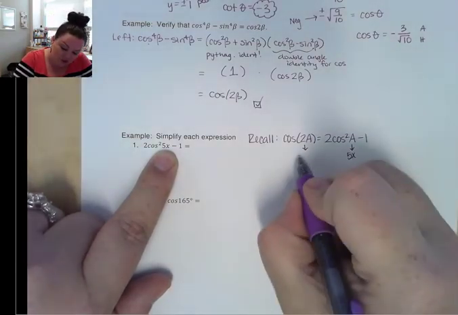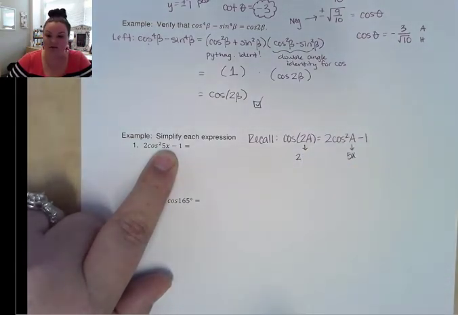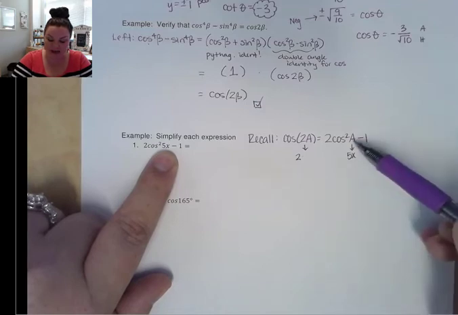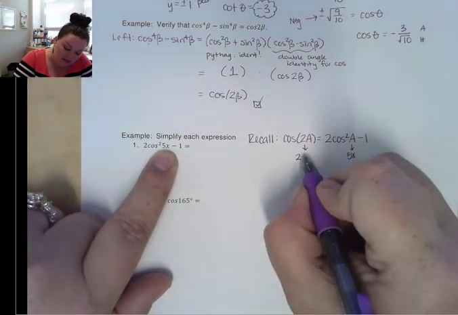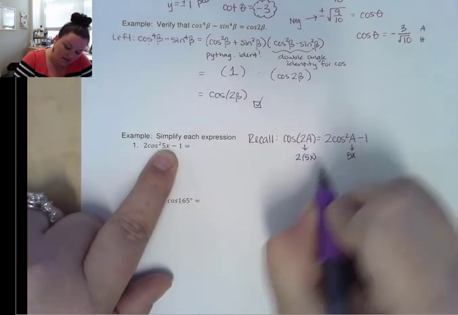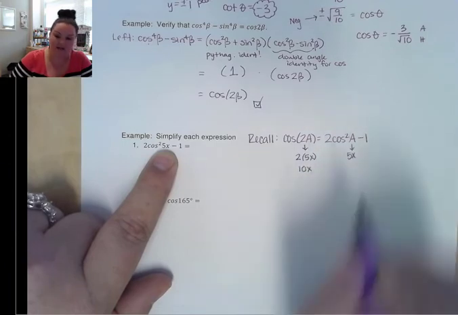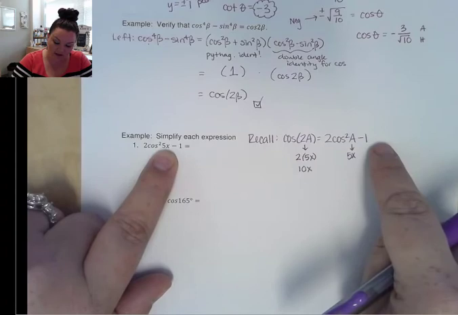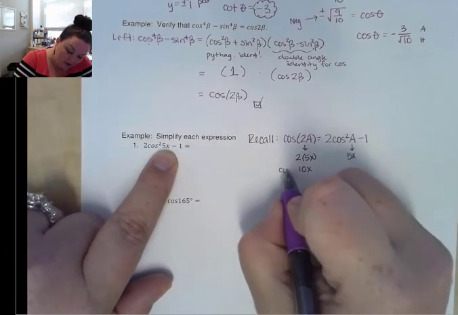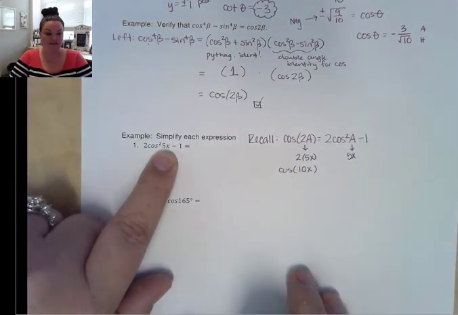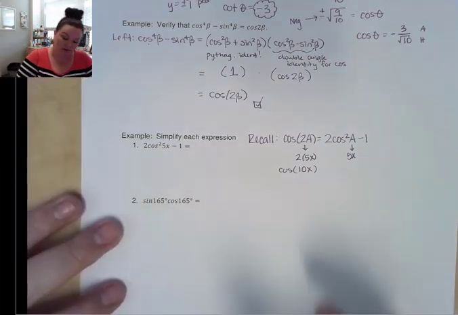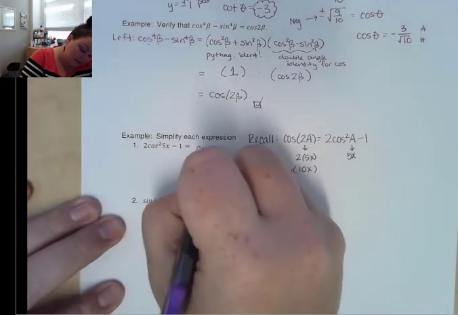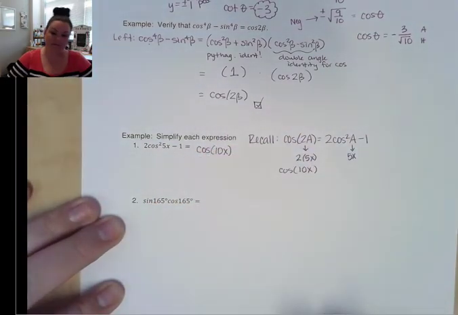Because this is just 2 times whatever a is. So if we're saying that a is 5x, then 2 times 5x would give me 10x, right? So what we have written over here is the same as cosine of 10x. And that's all we had to do. We just wanted to rewrite this. This is cosine of 10x.